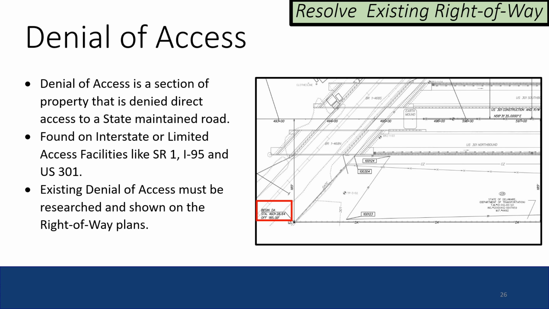A denial of access is a section of a property that is denied direct access to a state-maintained road. It is delineated with a DA line style with regards to the plans. A DA is found on interstate or limited access facilities like SR1, I-95, and US 301. When a denial of access is established, it can coincide with the right-of-way or can be a separate line within the right-of-way depending on the project needs. A denial of access should not be eliminated without concurrence from DelDOT and FHWA if it is an interstate highway.